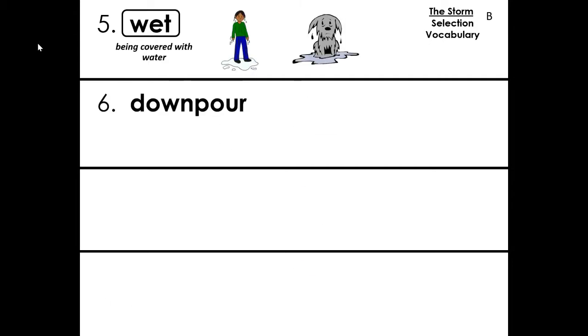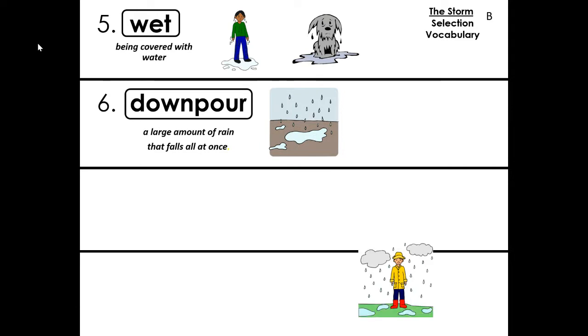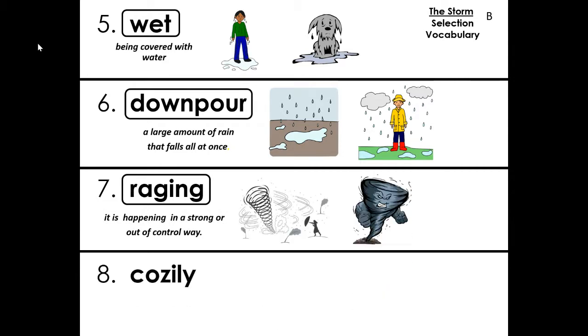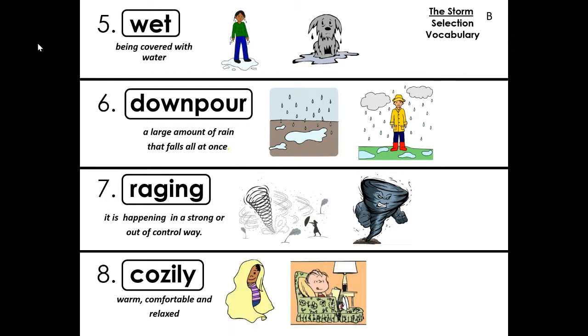Number 5, wet. Wet means being covered with water. Wet. Number 6, downpour. That's a compound word. Down and pour is downpour. A large amount of rain that falls all at once. Downpour. Number 7, raging. Comes from the root word rage. It is happening in a strong or out of control way. Raging. Number 8, cozily. Comes from the root word cozy. Warm, comfortable, and relaxed. Cozily.